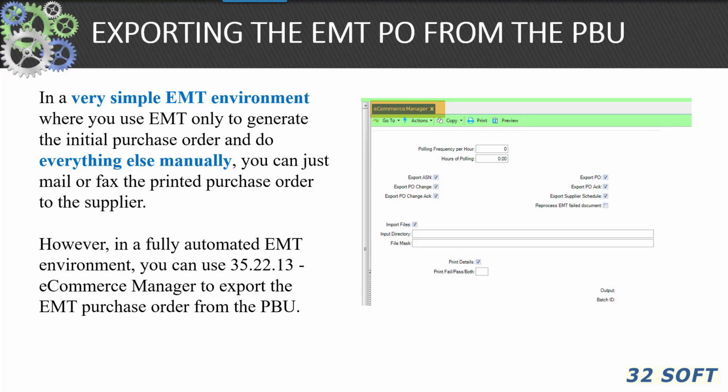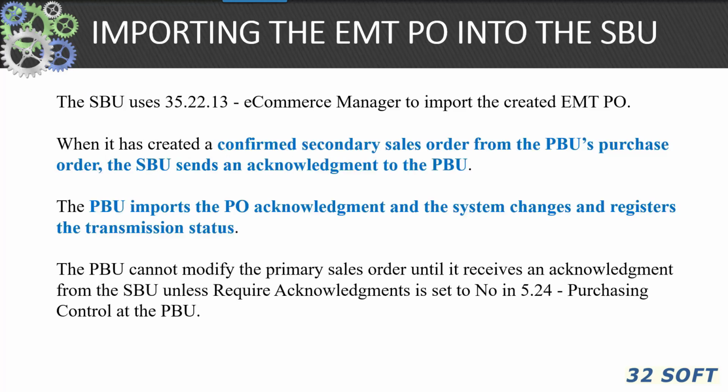In a very simple environment where you use EMT only to generate initial purchase orders, you can do everything manually. Just mail, fax, whatever you need to. Or you can use the 35.22.13 EMT Commerce. The secondary business unit will then either input with the 35.22.13 to create the EMT PO. Once that's confirmed as a secondary sales order from the primary business purchase order, the secondary sends an acknowledgement back to the PBU. And we'll talk a little bit about these transmission statuses and how to track all of that process.